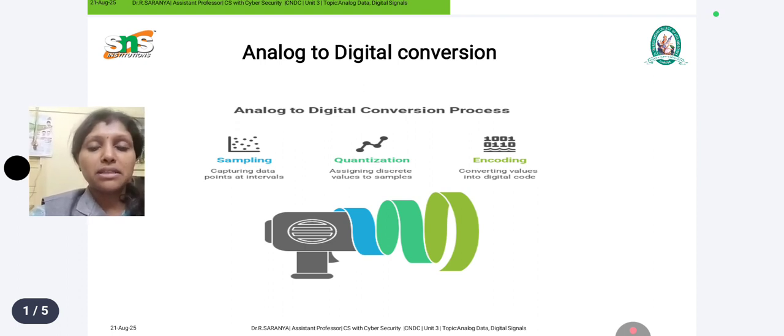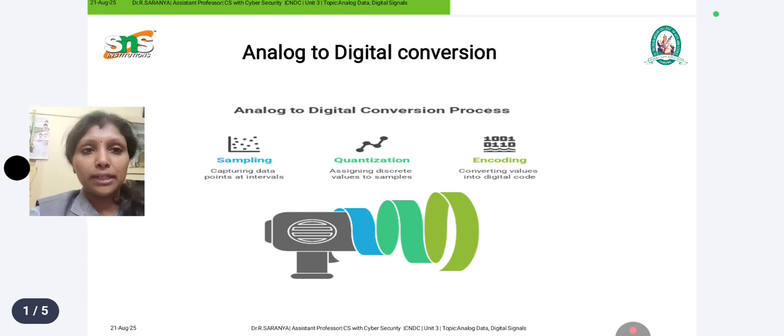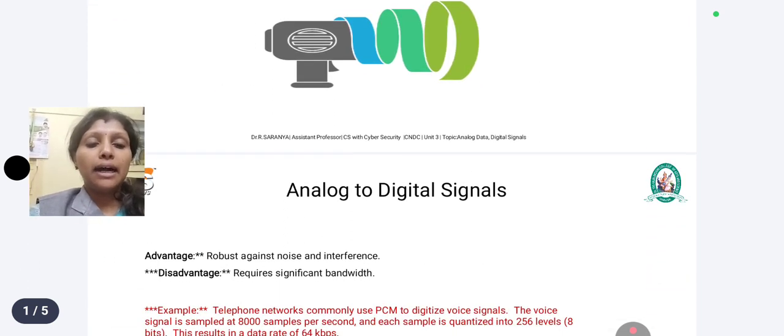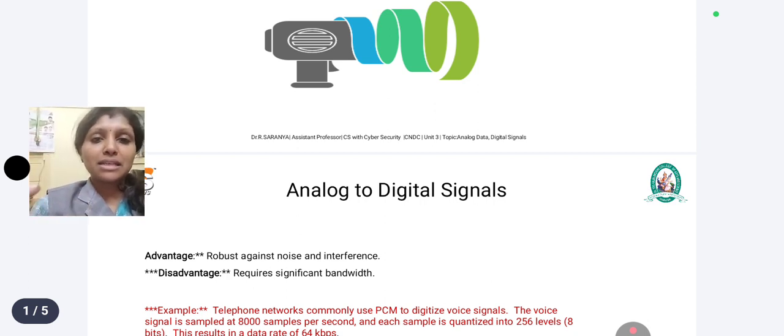The signal pulse is the main thing we have to analyze during the transmission of data from sender to receiver. The sampling technique, quantization, and encoding are very important while converting the data from analog to digital. The advantage of converting analog to digital signals is that the signal is more robust against noise as well as interference.